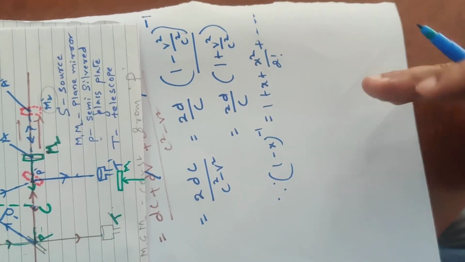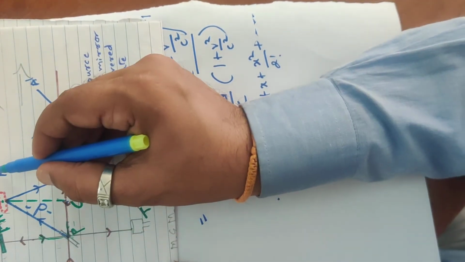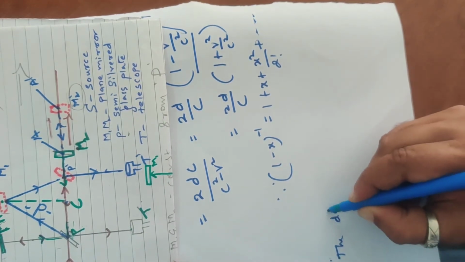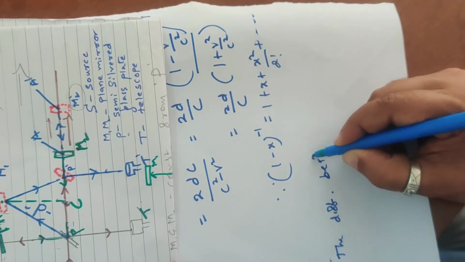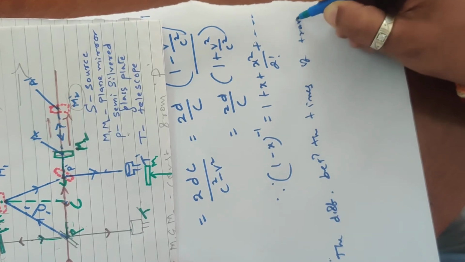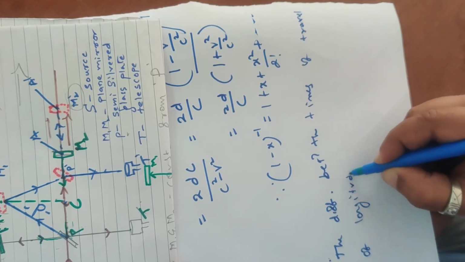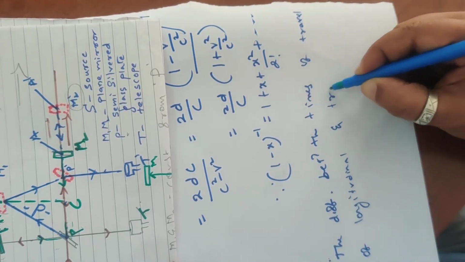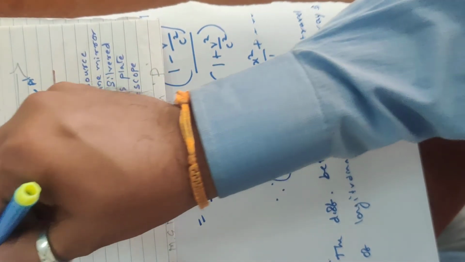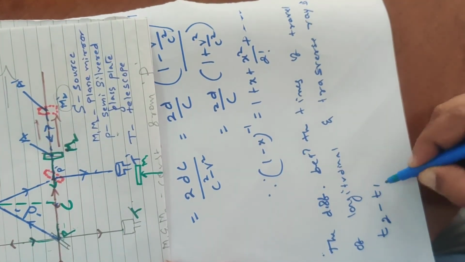Now, hence the path difference, what is the difference that happened here from M1 to M1 dash, can be written as the difference between the times of travel of the longitudinal and transverse rays, which is t2 minus t1.